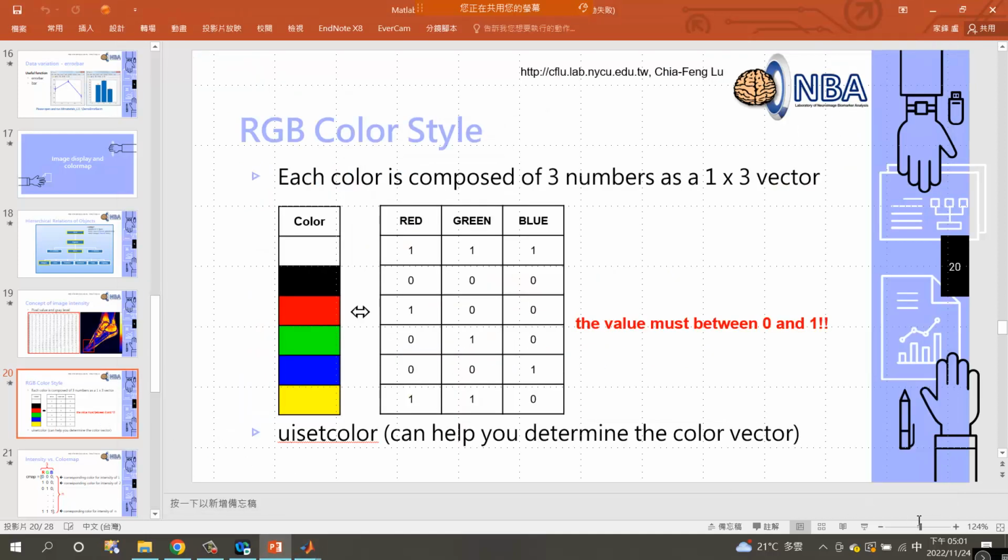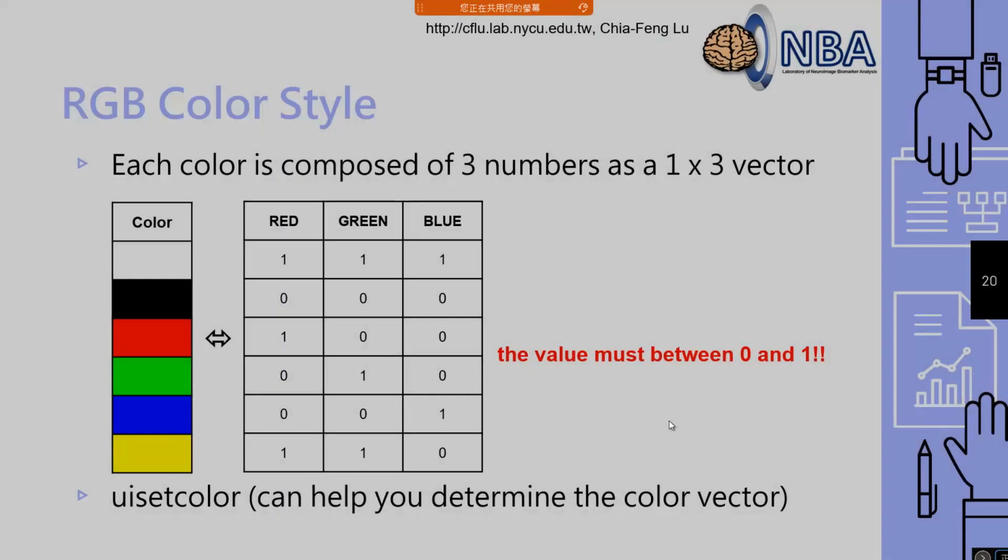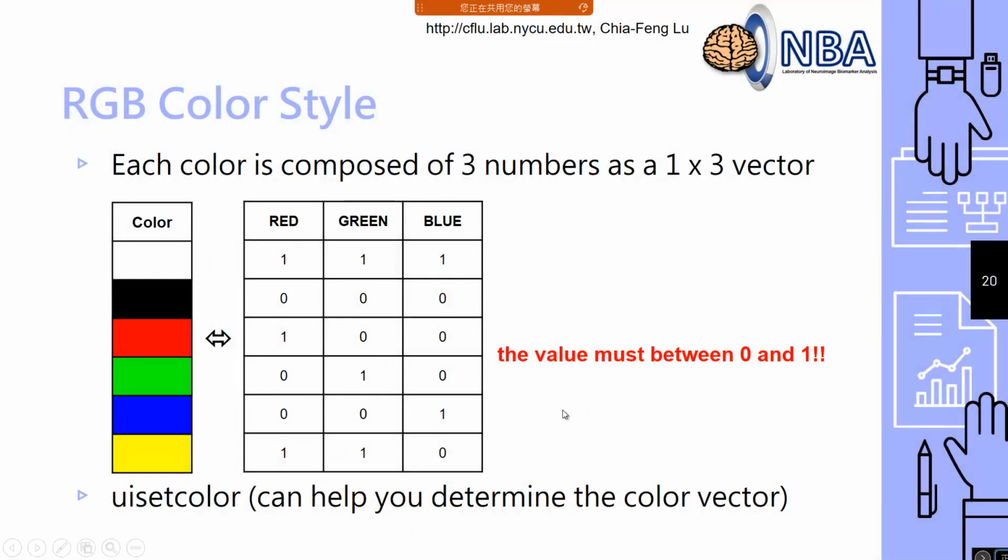Okay, so let us continue. Every single time if you want to create a color and you don't know the RGB code, just use uisetcolor, then you can find it out, okay?